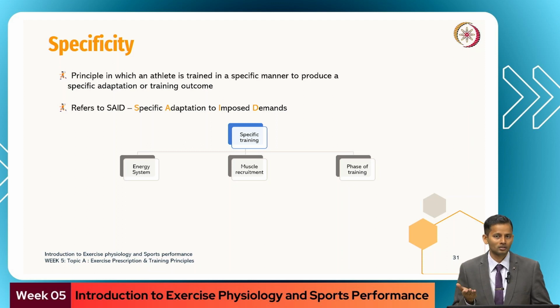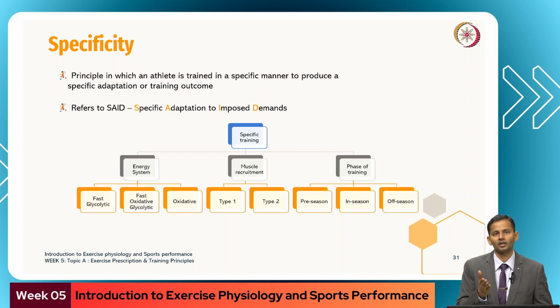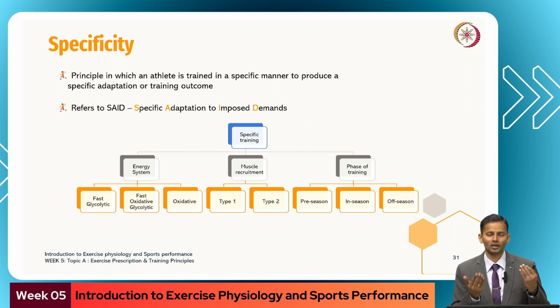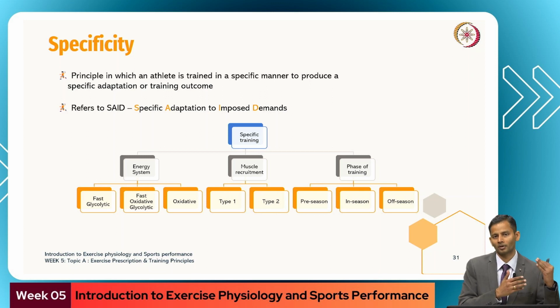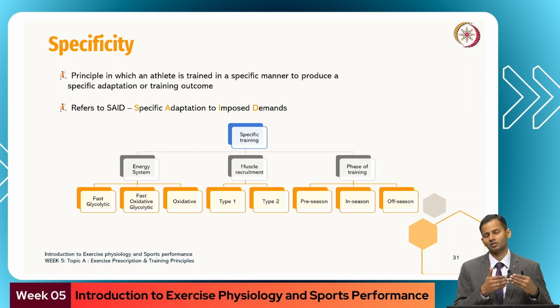First, based on the energy system. If your sport is based on a specific energy system, it can be divided as fast glycolytic, fast oxidative glycolytic, or oxidative, depending on the involvement of the energy fuel. So that is the energy system which is specific for that particular sport. So your exercise training should adhere to the way in which you could stimulate these specific activities.